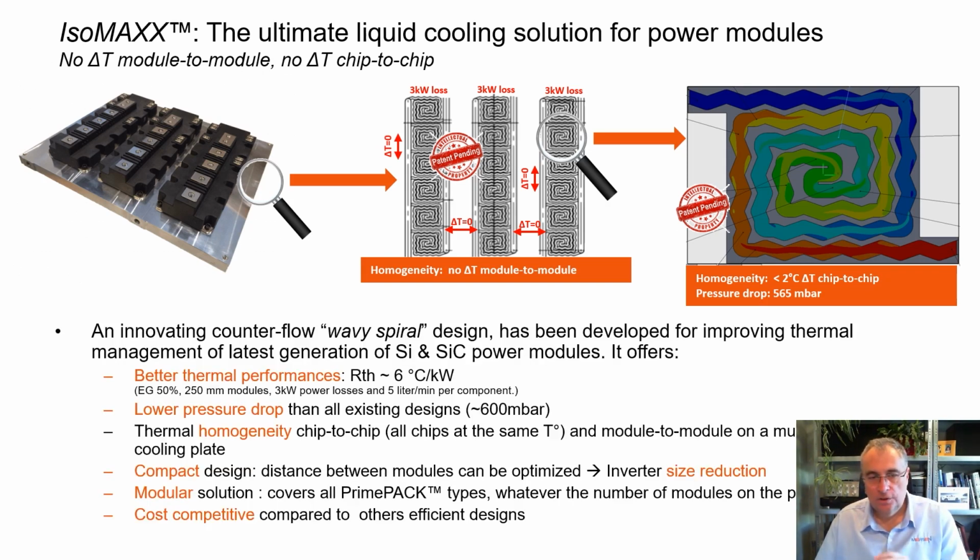As a result, not only is the thermal performance better, with 6 degrees C per kilowatt thermal resistance demonstrated here, but you can get almost no temperature difference from module to module, which is already very good, and also, which is almost more extraordinary, no temperature difference from chip to chip inside the modules. This has a strong impact for our customers, meaning that they can locate the modules closer to one another.